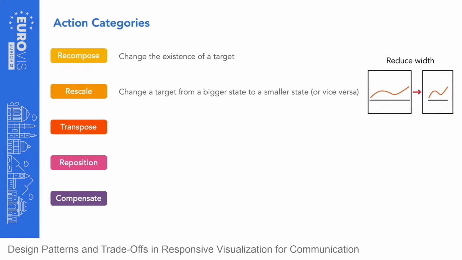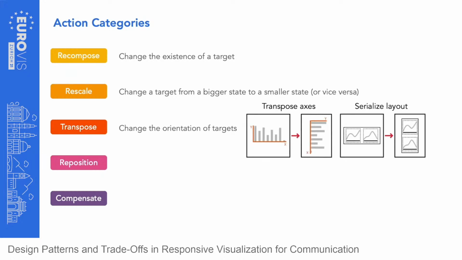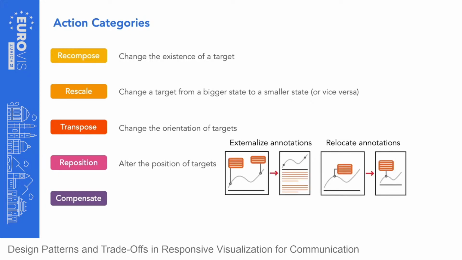Transpose actions transform the orientation of targets, such as transposing the x and y axis of a chart and serializing the layout of elements that are originally arranged in a horizontal direction. Reposition actions refer to altering the position of targets, for instance, externalizing annotations to the outside of a chart or relocating annotations to different positions are example reposition actions.